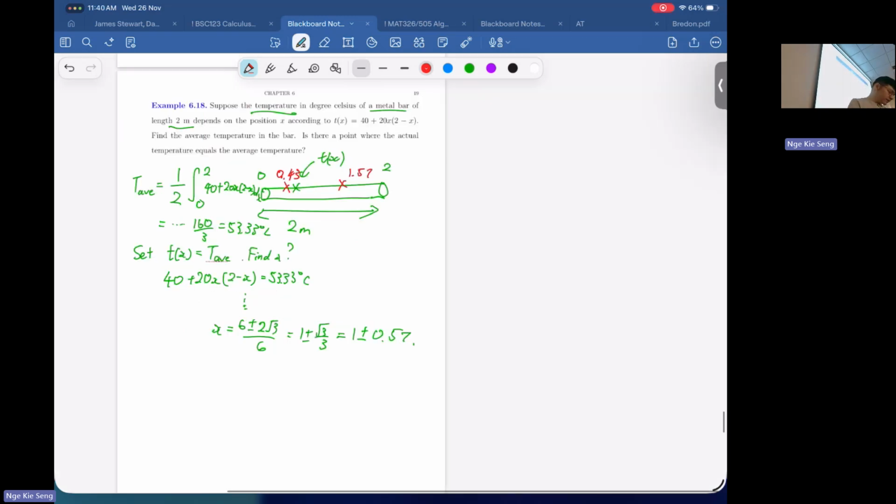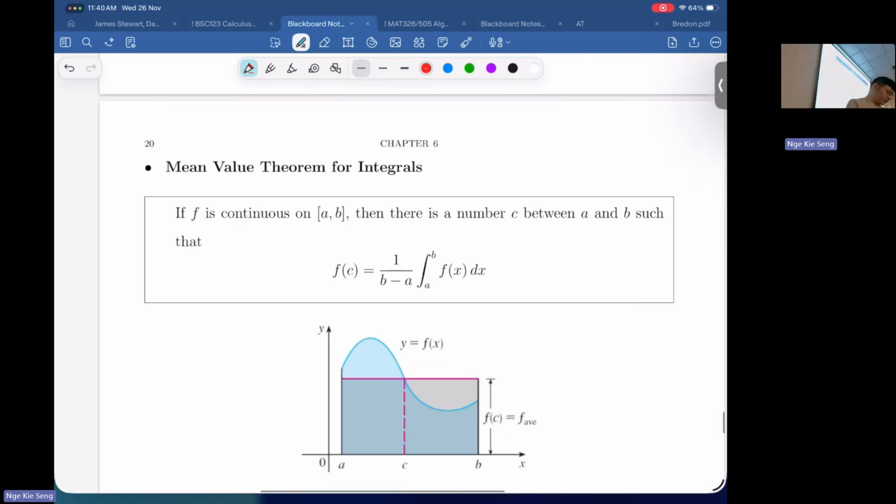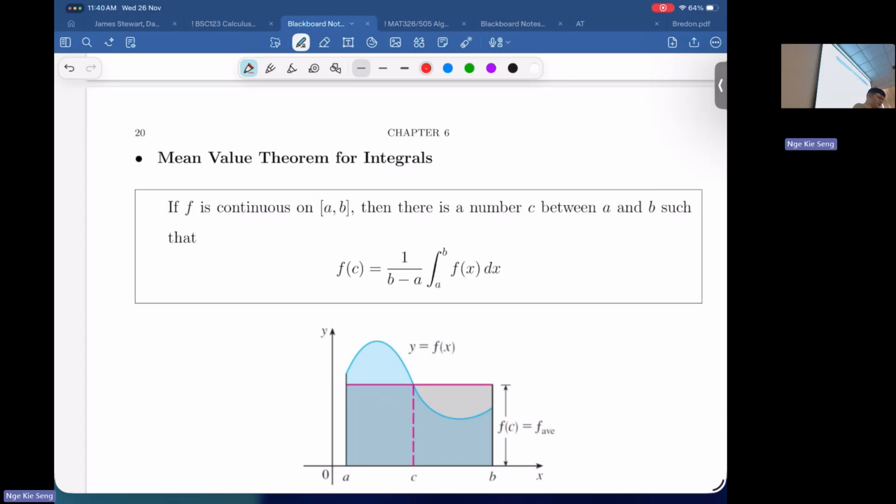So next part is how is this average value useful? It's what we call the mean value theorem for integrals. So if f is continuous, then there is a c that realizes this. This is like what the metal bar is doing. There is a c that realizes this integration here. So how do you think about this idea here? You can see it from this picture.